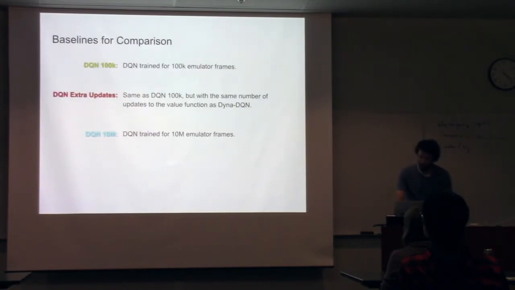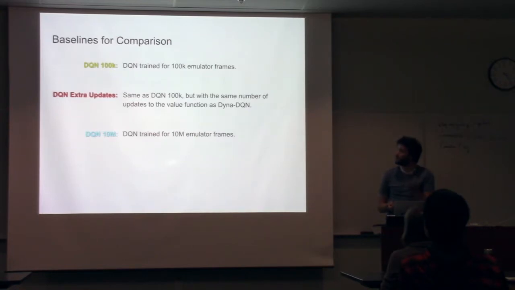So we also ran several baselines for comparison. The first one is DQN just trained for 100,000 frames. This allows us to compare DQN and Dyna-DQN with an equivalent amount of real experience. So we would hope that Dyna-DQN outperforms the first baseline.